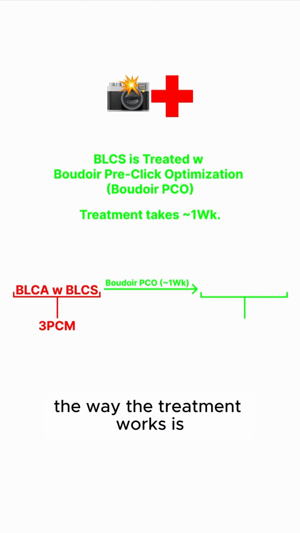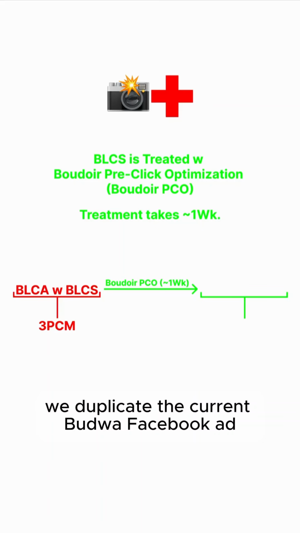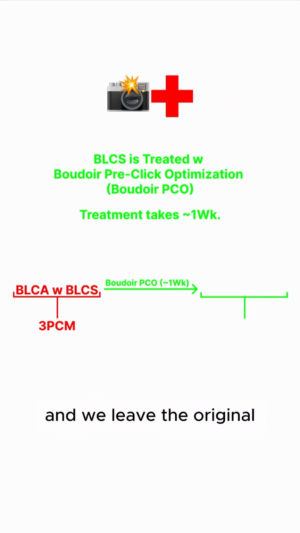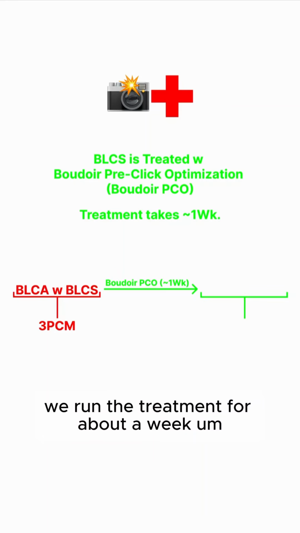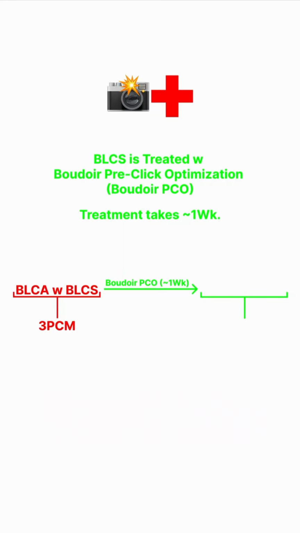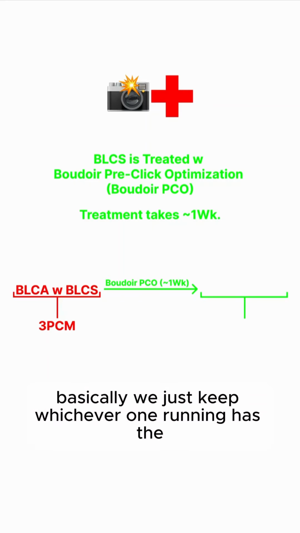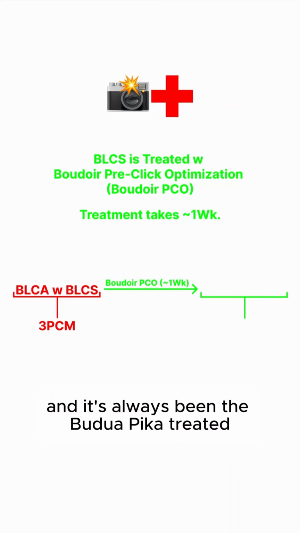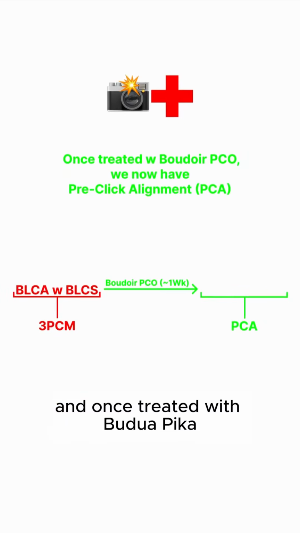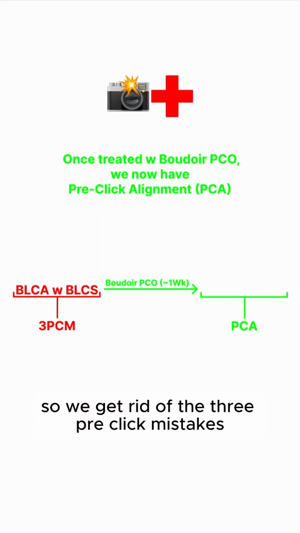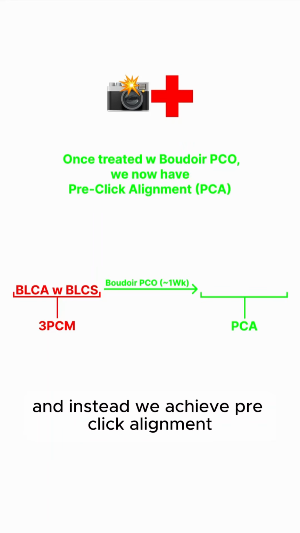The way the treatment works is we duplicate the current Boudoir Facebook ad, and we leave the original. We apply the treatment on the duplicated one and run it for about a week. After about a week, we just keep running whichever one has the highest metrics, and it's always been the Boudoir Pico treated ad that ends up with the highest metrics for unique CTR all. And once treated with Boudoir Pico, we now have pre-click alignment, PCA. So we get rid of the 3 pre-click mistakes, and instead we achieve pre-click alignment.